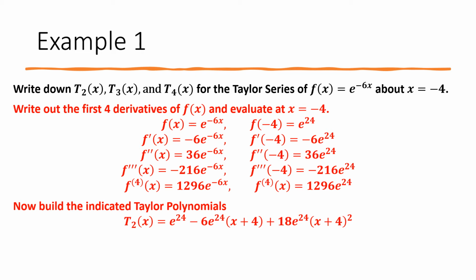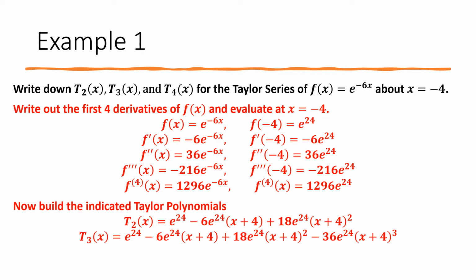Now if I want to do T sub 3, it is going to be all of T sub 2, all the way to that 18 e to the 24th, x plus 4 squared, plus now I have to add that third derivative piece, or that third degree part. The third degree part would be the negative 216 e to the 24th, x plus 4 cubed over 3 factorial, which reduces down to negative 36 e to the 24th, x plus 4 cubed.